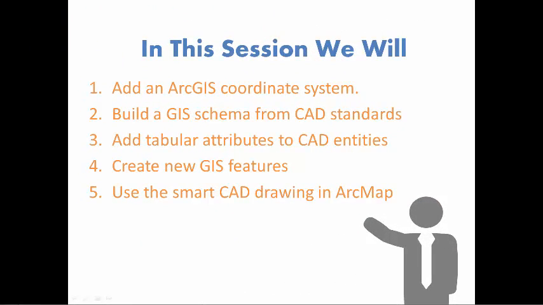Let's review. First, I created a coordinate system definition in the file so the CAD file will line up with the rest of the world. I defined feature classes in my drawing based on my existing CAD standards. I created attributed features that store tabular information on my AutoCAD entities. I created new features in my drawing by simply drafting in AutoCAD like I normally do. I also saw how easy it was for ArcMap users to use my data.